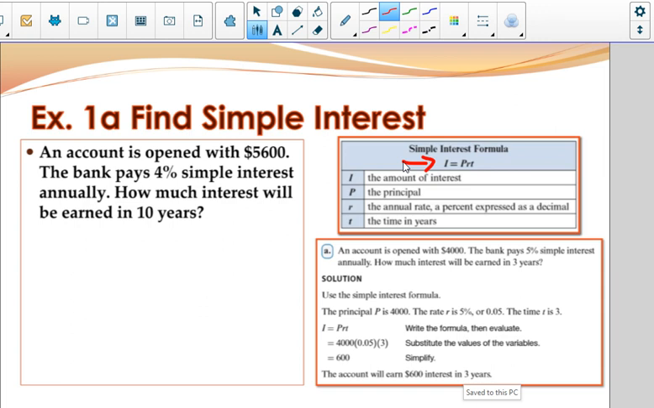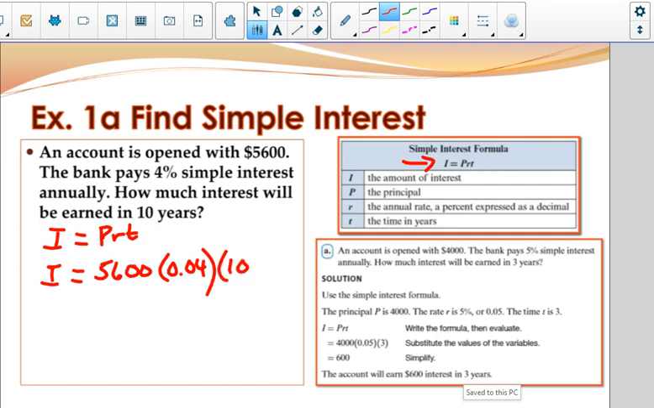Let's take a look at an example here. An account is open with $5,600. The bank pays 4% simple interest annually. How much interest will be earned in 10 years? So I use the formula I equals PRT, and I need to find the interest earned. The principal, the original amount, is $5,600. The interest rate the bank is going to pay is 4%, so I need to put that as a decimal, 0.04. And then T is 10 years.